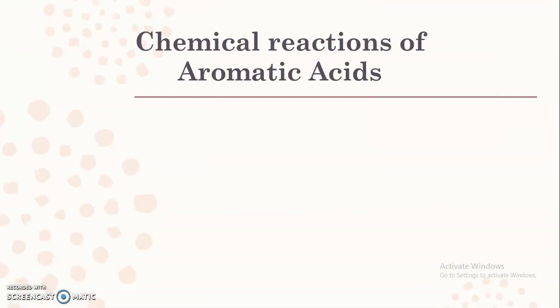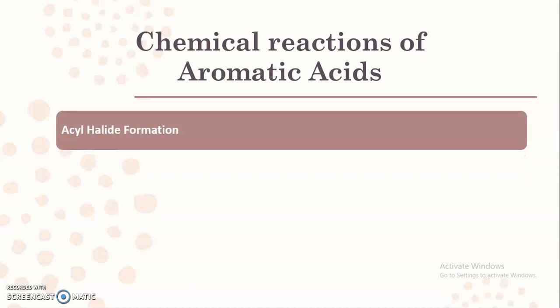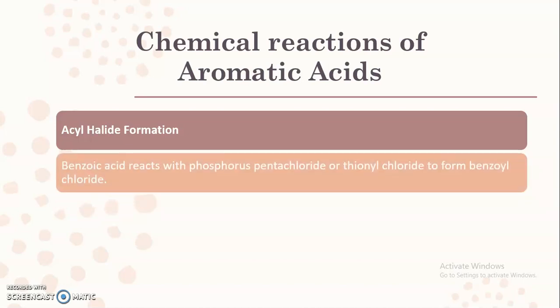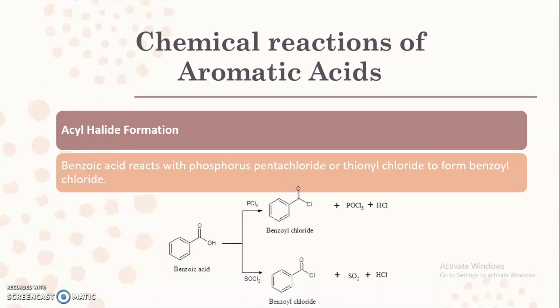Now already we have seen two reactions, one is salt formation and the other is ester formation. The next chemical reaction that is shown by aromatic acid is acyl halide formation, where in this case benzoic acid, when it is reacted with phosphorus pentachloride or thionyl chloride, forms benzoyl chloride.